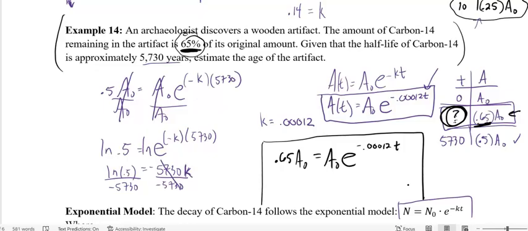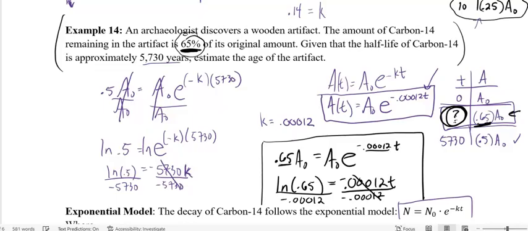Divide both sides by A naught. See if you can skip a couple steps. We always divide both sides by A naught, and then we take the natural log of that. And you'd end up with the natural log of e to some power, which is just the power. And then, I mean, there's almost a formula. In some textbooks, there actually is a formula for this. You end up just dividing the natural log of that number by that number, right? And then that'll tell me how old this is.